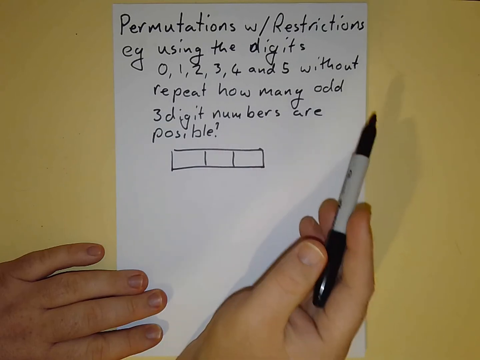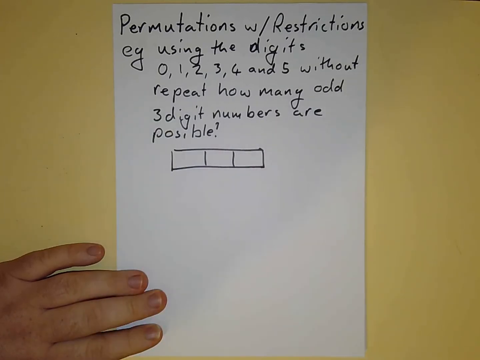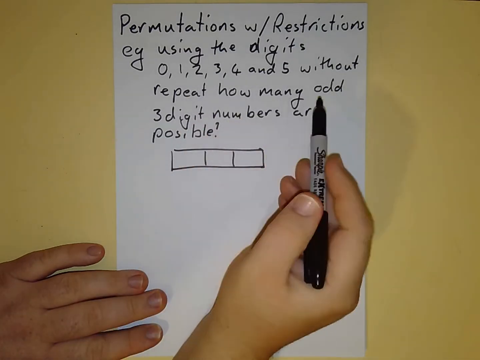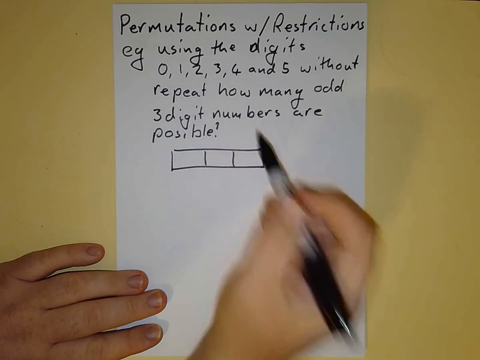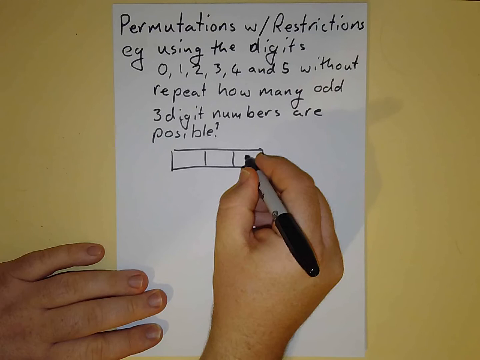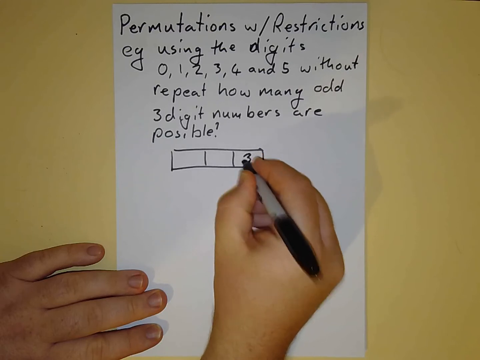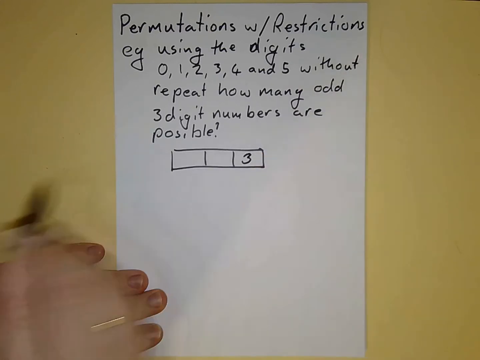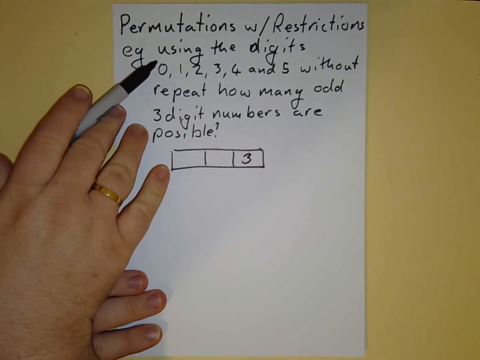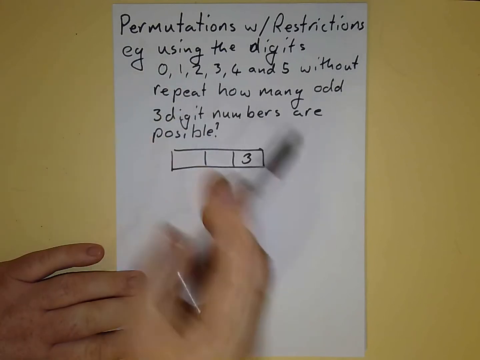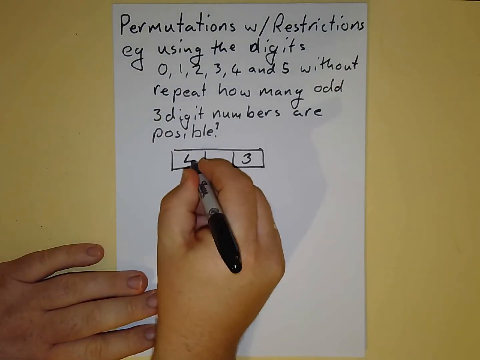It's also going to be a 3-digit number, so the first one can't be a 0. So I generally go with the most restrictive one first. I have to have a 1, 3, or 5 at the end. So there's 3 options for that last digit. Now, one of those 3 is gone. Also, I can't have the 0 for the first digit. So I'd get left with 4 options for that first one.